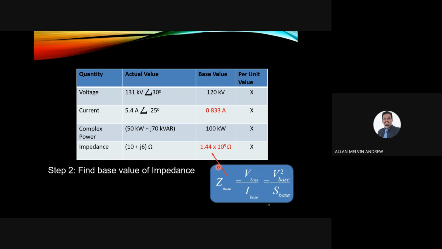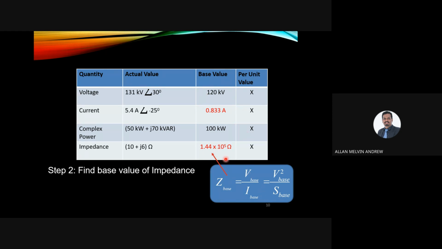You can write it in this format, but I prefer you to write it in full so that you won't make a mistake. It's supposed to be 144 times 10 to the power of 5. So for 5 decimal places, you just move, so it's supposed to be 144,000 ohm.